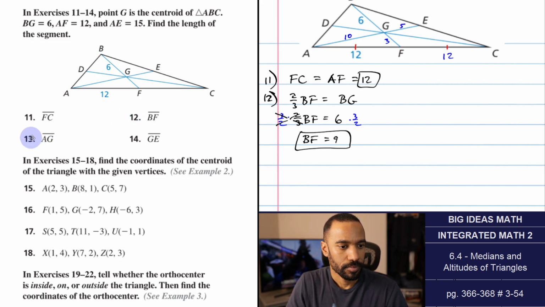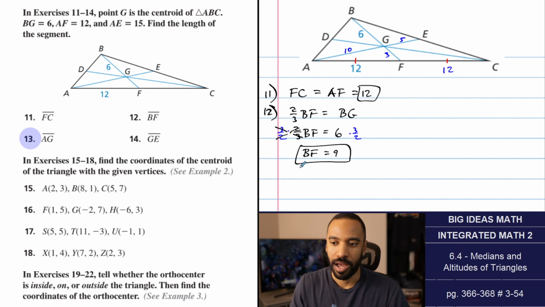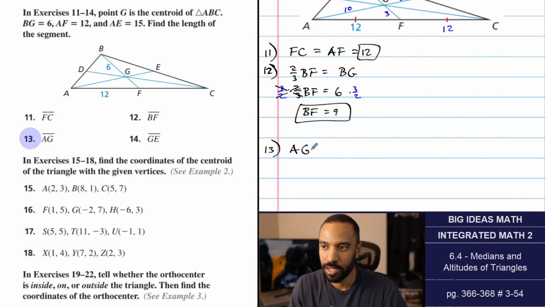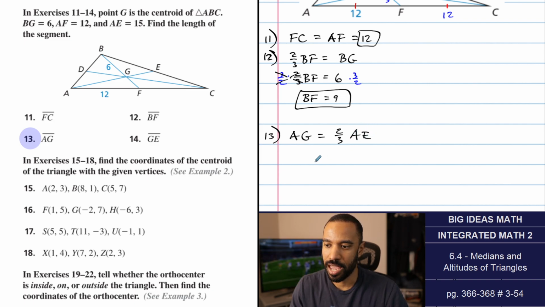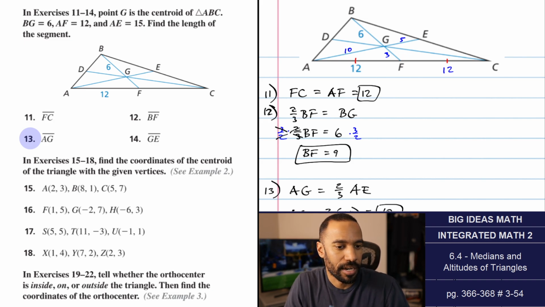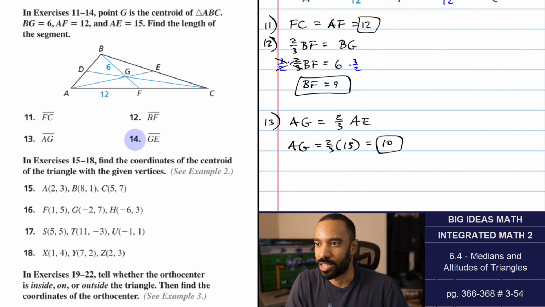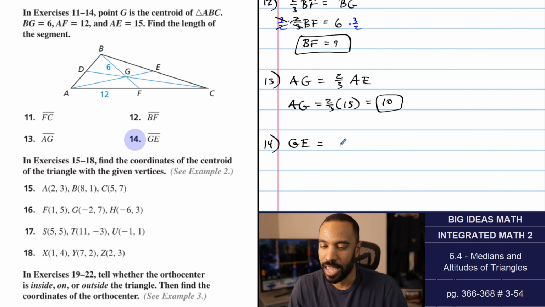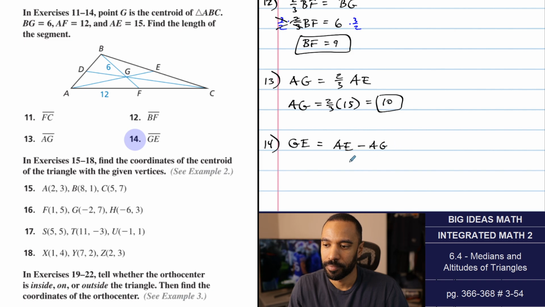Once again, you could also do the other guy. AG. Looks like I wrote it. How did I get it? AG was 2/3 of the 15. So number 13, AG, is 2/3 of the length AE, and AE is 15. AG is 2/3 of 15, which is 10. So there was that labeling. And then number 14, the length of GE. I wrote that as 5 because I said 15 minus 10. So GE is AE minus AG, which is 15 minus 10, which is 5.